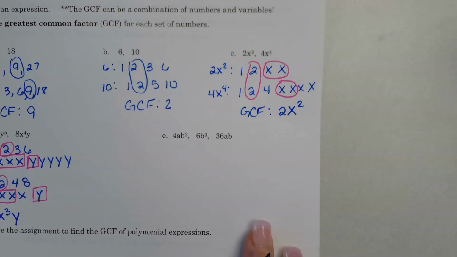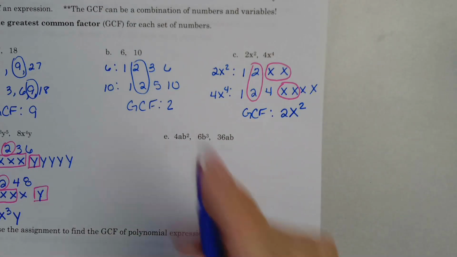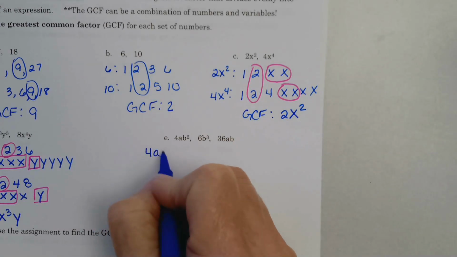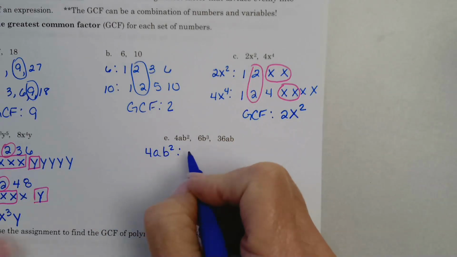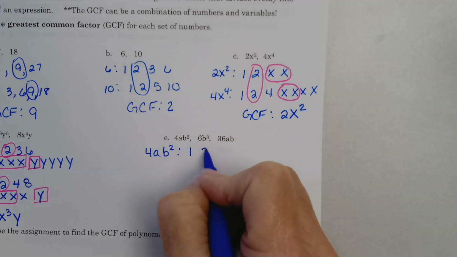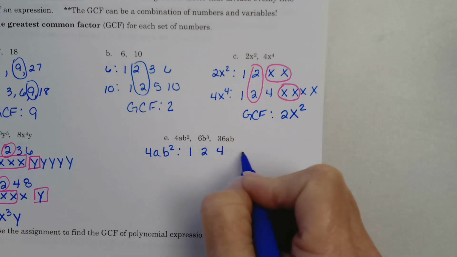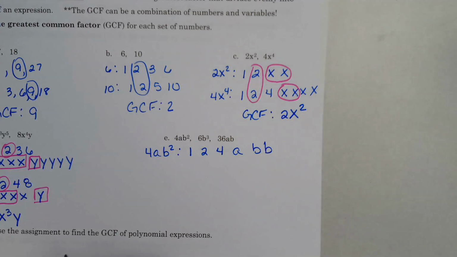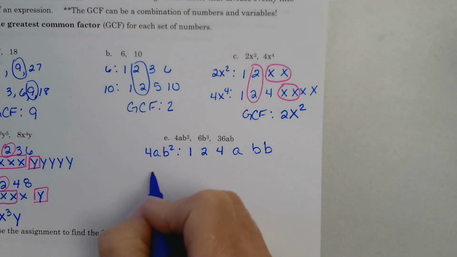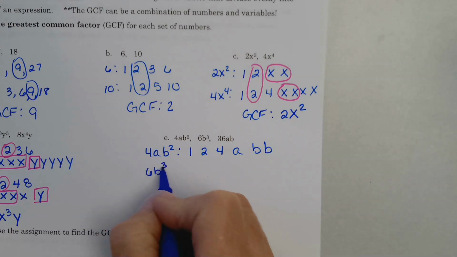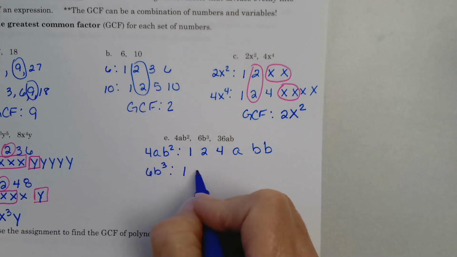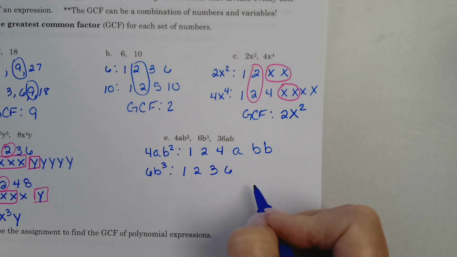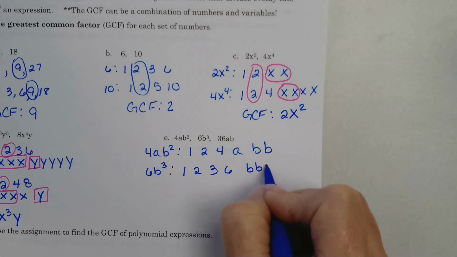All right, and then an E. We've got 3 different terms. So let's take the 4ab squared, and we'll factor that out into a 1, a 2, a 4, an A, and a B, and another B. 6b to the 3rd, we'll break that out to factors of 1, 2, 3, and 6, and then 3 B's.